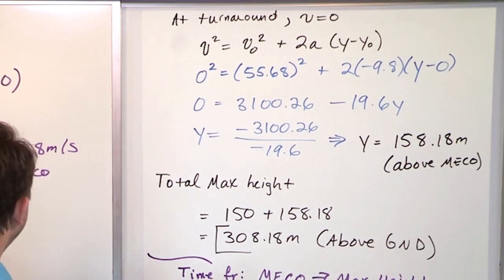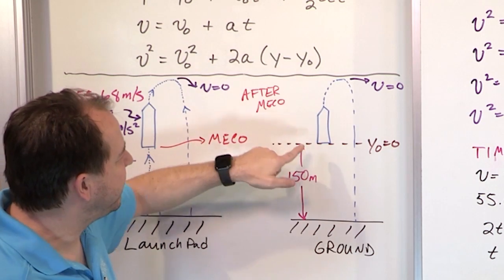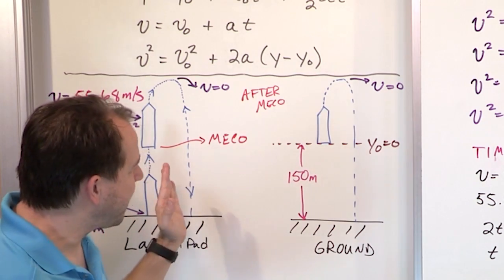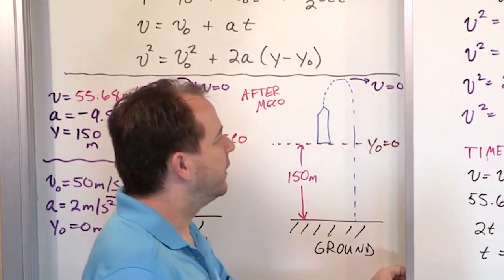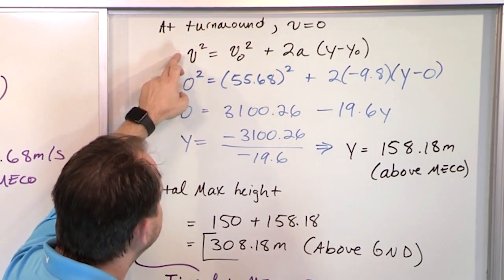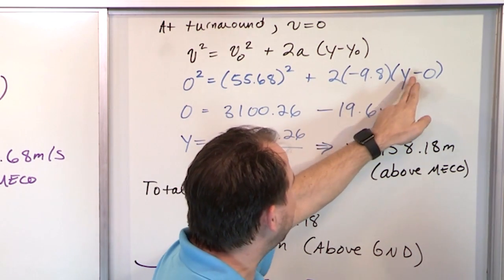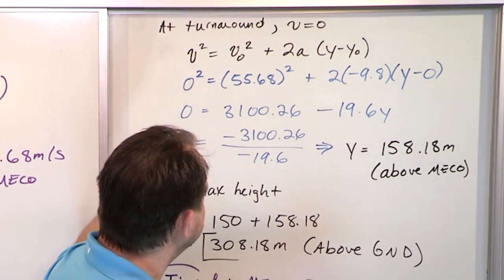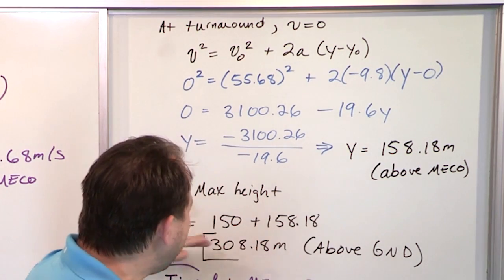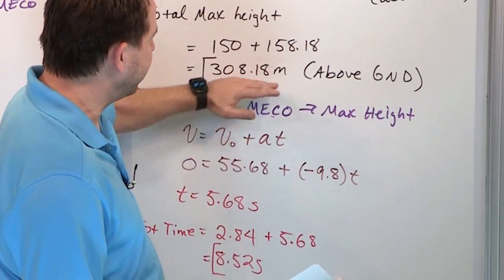And then we said, well, from the point of Mako to the turnaround point is like another problem in and of itself, with an initial velocity that we now know and a final velocity of 0. So we redefine the problem again just to figure out the height there. Then we use this equation to put in everything we need: initial velocity, which was the velocity at cutoff, and so on. And this y that we calculated was the height above the cutoff point in space, 158.18 meters above Mako. Then we add that to the 150 that was given in the problem when we reach cutoff. This is how high the rocket goes above the ground.